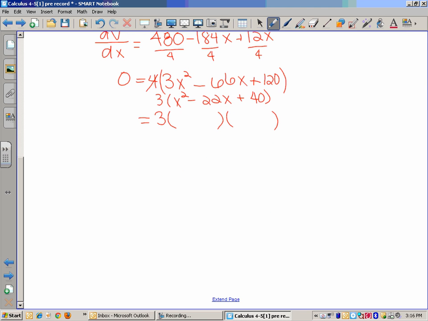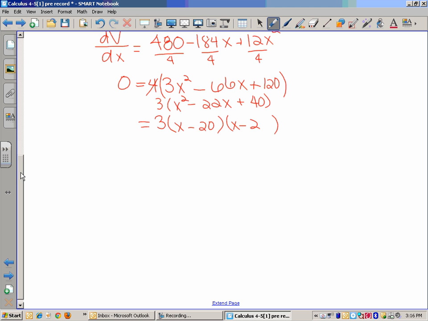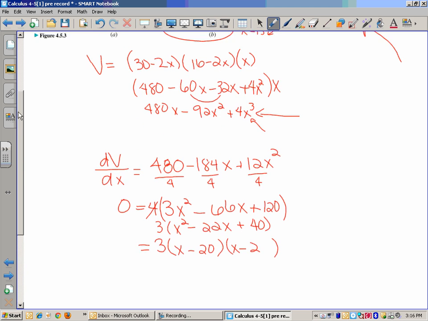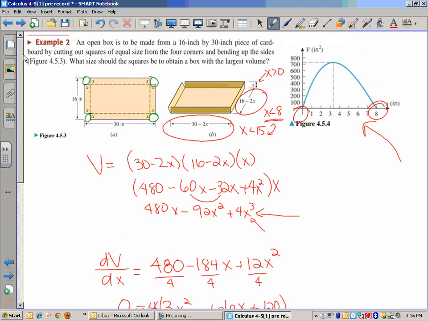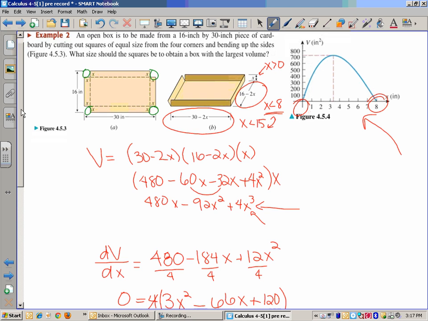Okay, 10 and 4, 8 and 5, 20 and 2. Okay, x minus 20, x minus 2. And so I come up with 2 places at 20 and 2, and that's clearly incorrect because they're telling me it should be around 3. So now I need to check my math and make sure I didn't screw something up.